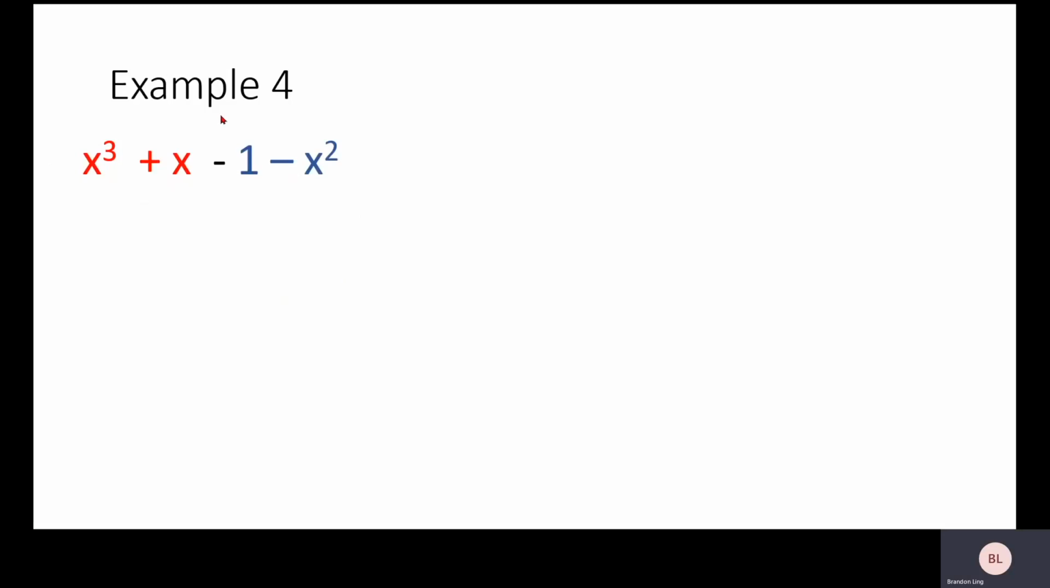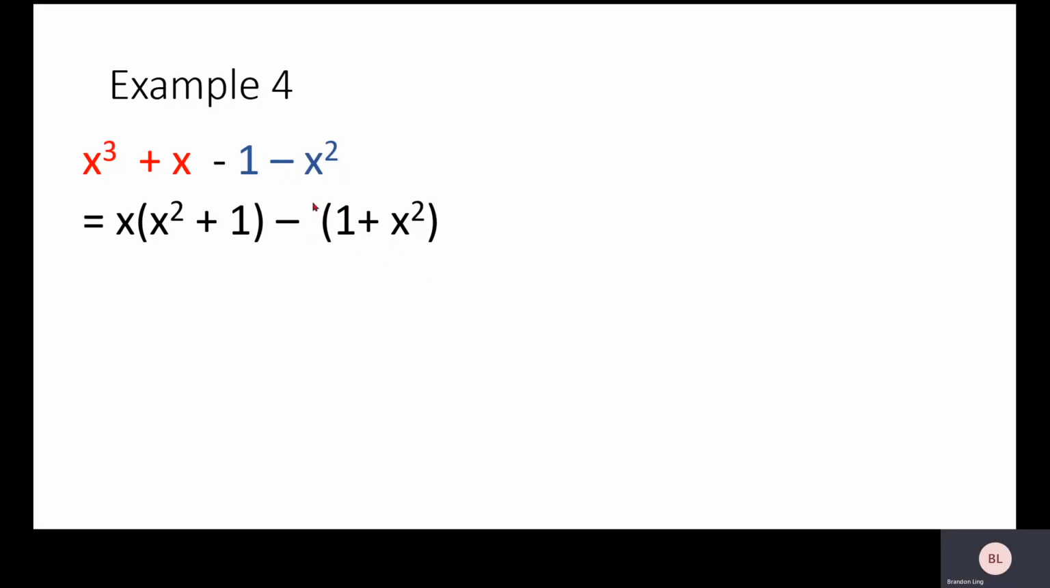For example 4, x cubed plus x minus 1 minus x squared, I can group these first two terms together, and the third and fourth terms together. Here, I'll be pulling out the x, and it becomes x squared plus 1. Again, you put a minus, bracket 1, and this minus, you need to change it to positive. The reason being that this is actually a minus sign. So minus plus becomes back your minus. This is how you do the checking.